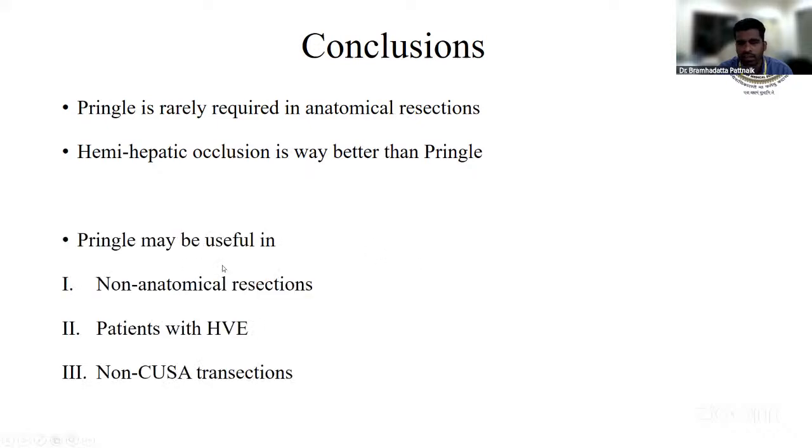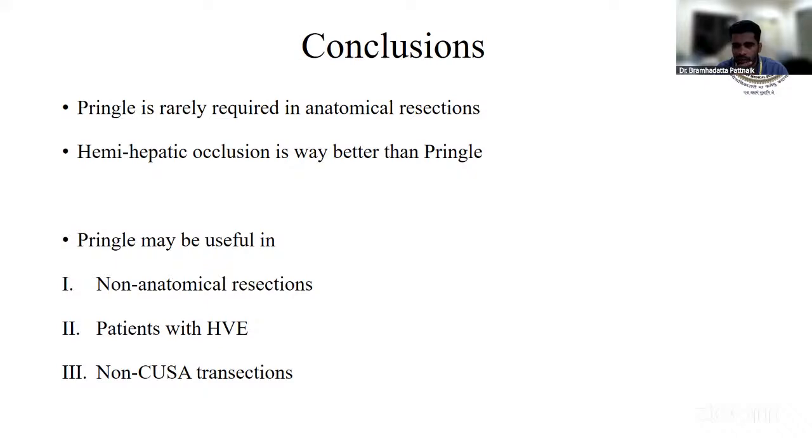I think these are the three scenarios where you can think of doing Pringle. One is non-anatomical resections. Due to lack of time, I could not show few of the big non-anatomical resections for hepatic hemangiomas and all, or in patients with hepatic venous deprivations, where there is a good amount of back bleed, especially on the cranial segments, you need to do Pringle.